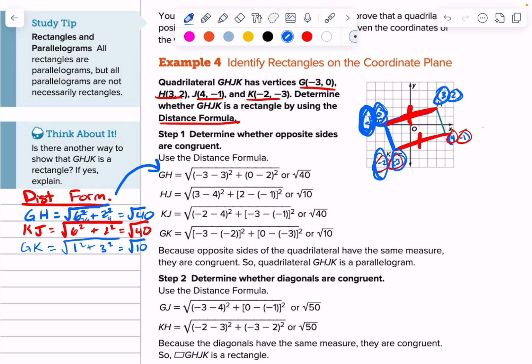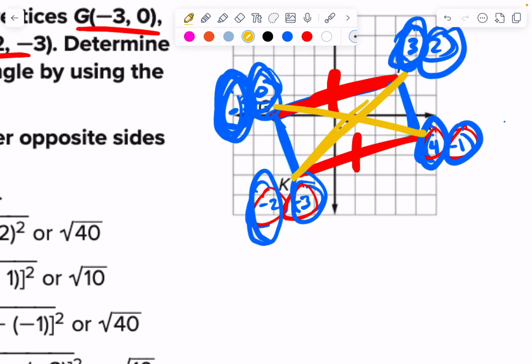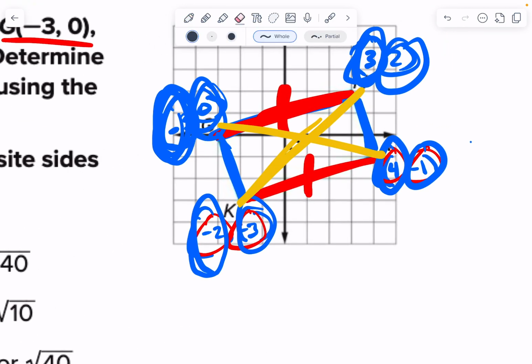Okay, now I'm going to do the other side, which is HJ, and I want that to be the square root of 10 as well. So 3 to 4 is also a distance of 1. And 2 to -1, that's a distance of 3, and that's the square root of 10. So check. Now, this only tells me that it is a parallelogram. Parallelogram, check. Now I've got to do the diagonal distances, which is this one here and this one here. I can't even see my little markings anymore. Let me get rid of some junk.